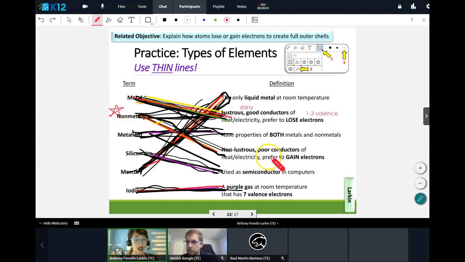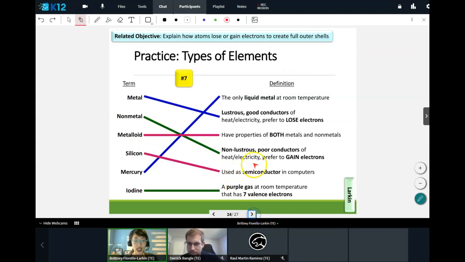Nonmetals are non-lustrous. They're not shiny. They are poor conductors of both heat and electricity, and they prefer to gain electrons because they already have most of them. They've got 5 to 7 valence electrons. They just need a few more. They're electron rich. The rich get richer. Metalloids are halfway in between. We learned about silicon being an example of a metalloid that's used as a semiconductor in computers. Semi meaning that it's halfway in between a metal and a nonmetal.